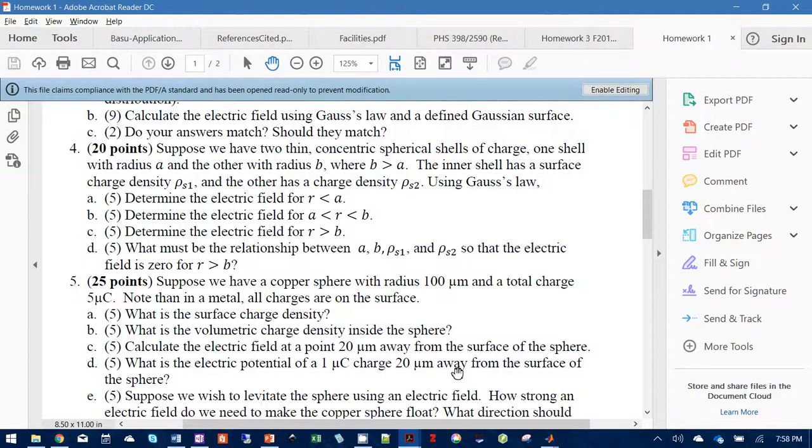What the question is asking you is to find an equation for the electric field in 3 different regions. The first region is for R less than A, within the shell. The next is for A less than R less than B, so in between the 2 shells. And the third relation is for R greater than B, so outside it.